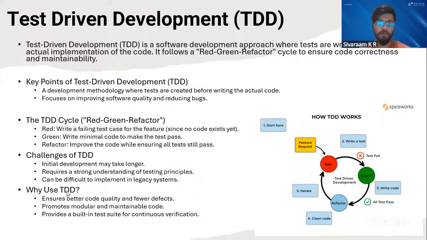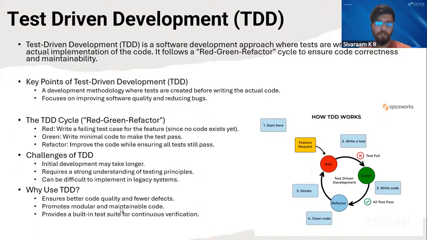Why do we use TDD? The reason we use TDD is that it ensures better code quality. Say, for example, before coding itself you'll know that this input field should contain only strings or only numbers. That means you can write better code, instead of coding first and then writing test cases for it. If you know the requirements and the test cases beforehand, it will be easier for the developer to code.